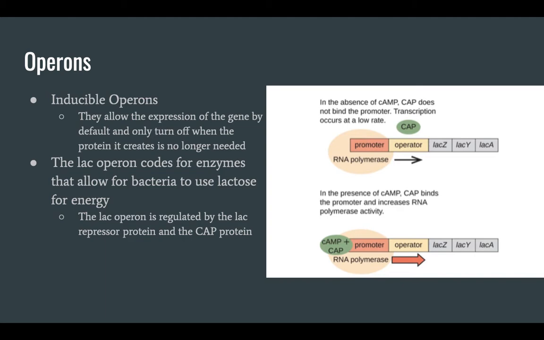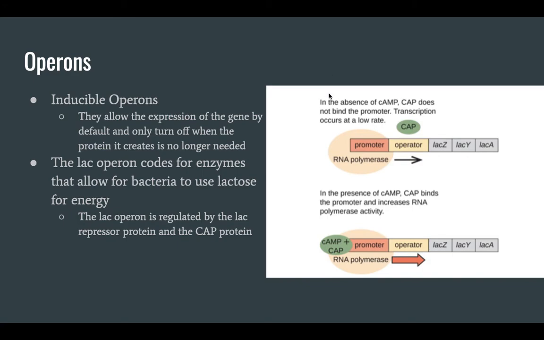But as we just discussed in the description of an inducible operon, bacteria do not want to use lactose for energy unless glucose is not available, because glucose is their preferential source of energy. So if glucose is not available, only then will they start transcribing these genes. That fits the definition of the inducible operon, where it's always turned off and only turned on when needed. The lac operon is regulated by the lac repressor protein and the CAP protein. The repressor protein binds to the operator region of DNA, and the promoter region is where RNA polymerase attaches and starts transcribing.